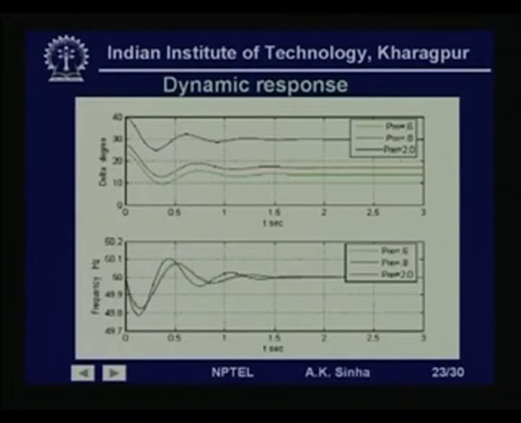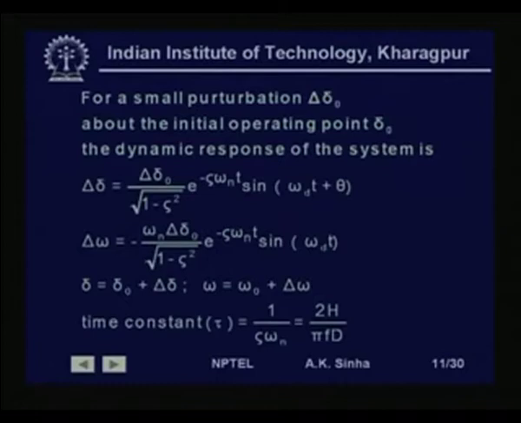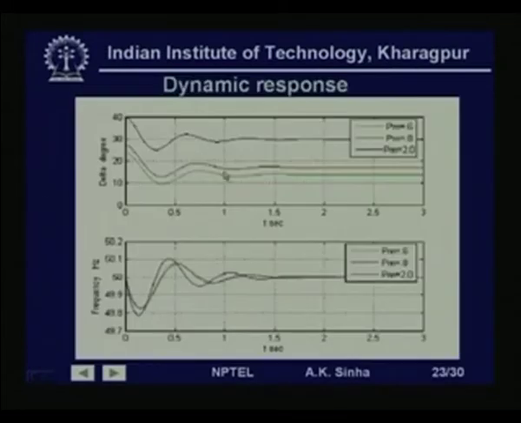Now, if we plot the variation in delta angle and frequency when we give a small perturbation of delta angle to the system, then we will get plots as shown here. These can be obtained by looking at these relationships, delta delta given by this relationship and delta omega given by this relationship. So, we can plot delta with respect to time, and for this particular system we have used delta delta as 10 degrees. So, we have given a perturbation of 10 degrees and we have plotted delta and omega with respect to time, then we will get these characteristics.